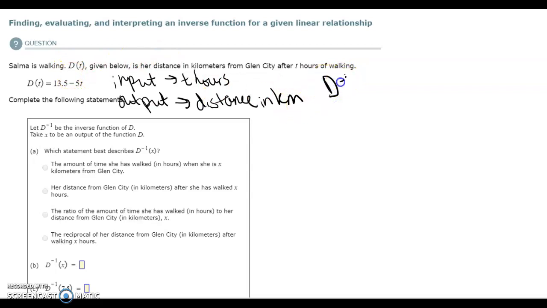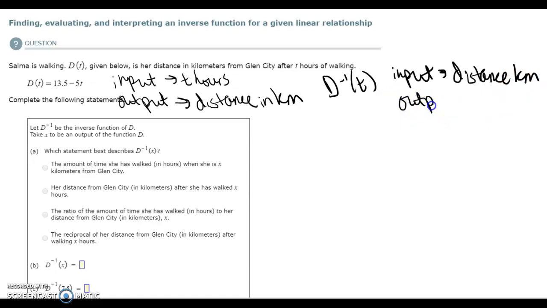The inverse would then switch those. So my input would be distance in kilometers from Glen City. My output would be t hours.